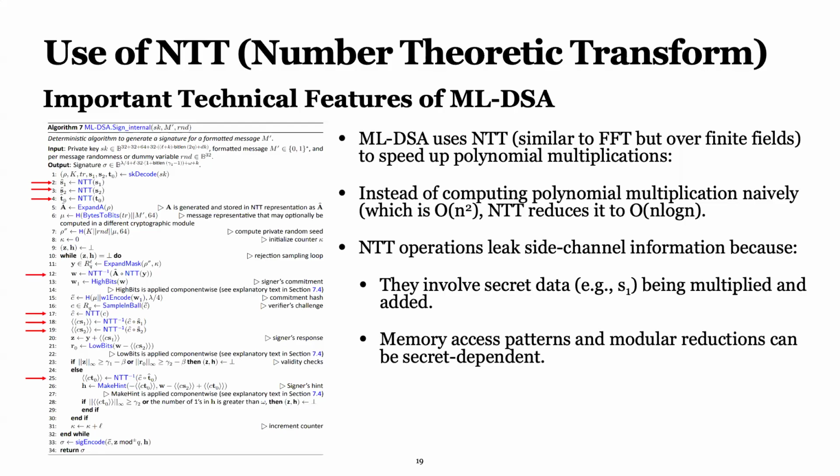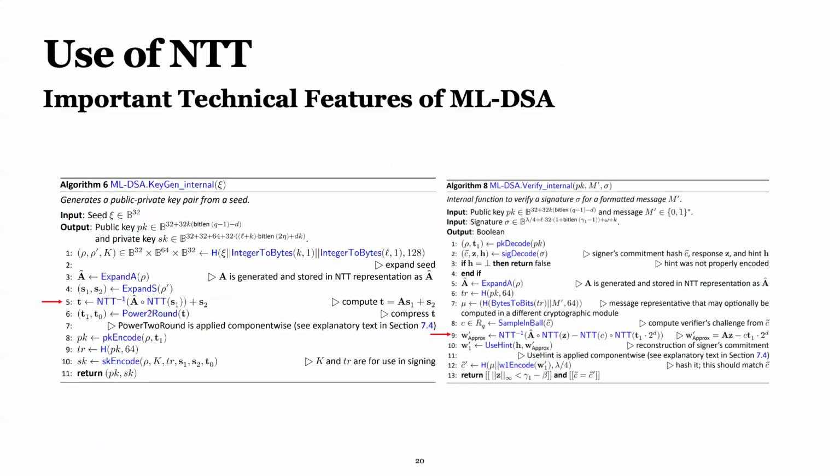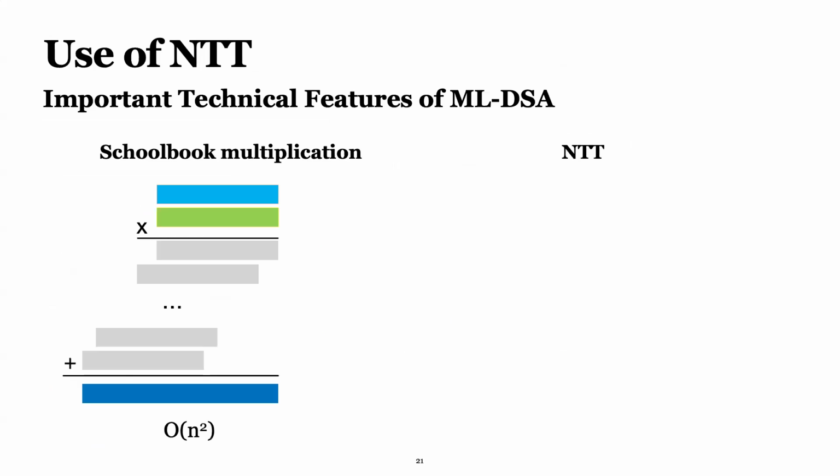But since we are using it on secret operations, it is also a place that leaks for side channels. I will talk about side channels later, but keep it in mind because we are dealing with secret information in this transformation part. That's why in our attack, we use NTT-based point-wise multiplication. Keygen and verification also use NTT, but we didn't explore that part.